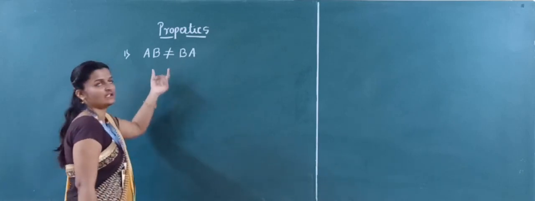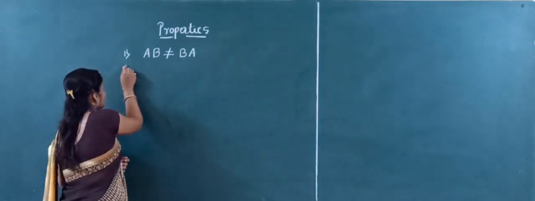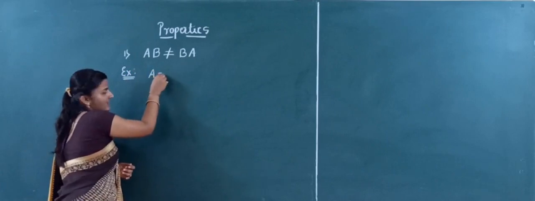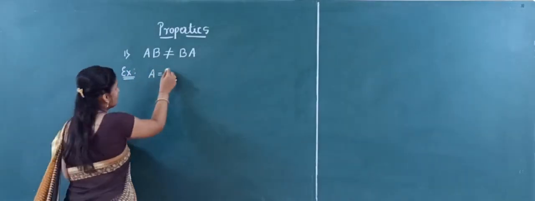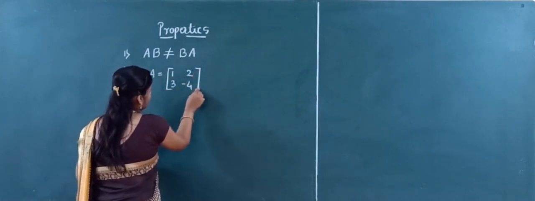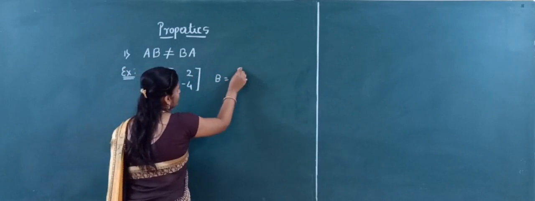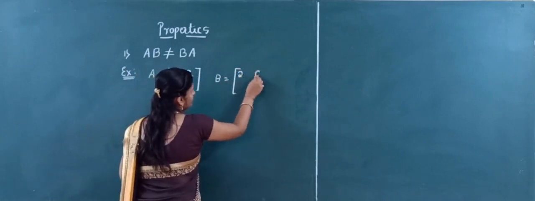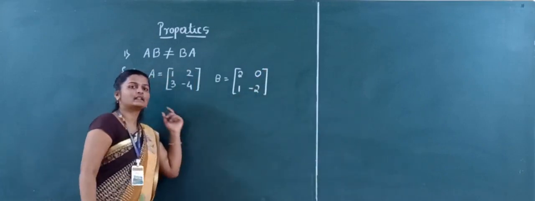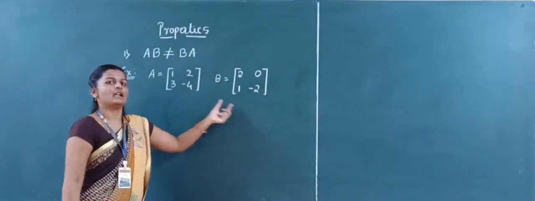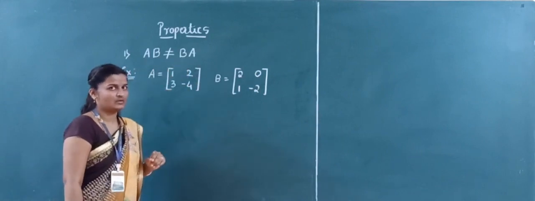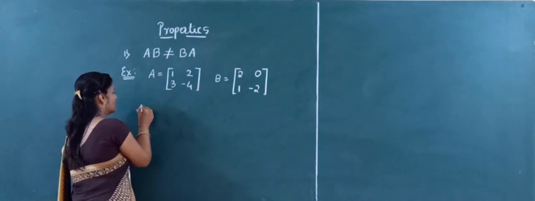So I can prove this with some examples. I will take one example. I will take the matrix A as [1, 2; 3, -4] and B as [2, 0; 1, -2]. Okay, these are the two matrices A and B. I have to check whether AB is equal to BA or not. So first I have to find out AB.